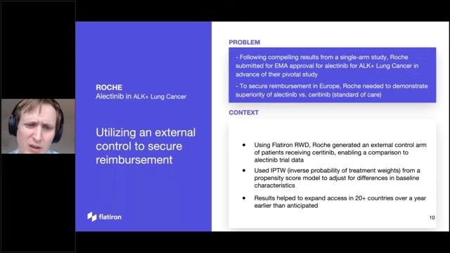So then they weighted this cohort to reflect the population that was in the trial, to adjust for these differences in baseline characteristics and allow them to show median survival and the survival outcomes more generally in comparison to the trial arm. So the results helped to expand access in over 20 countries over a year earlier than anticipated.